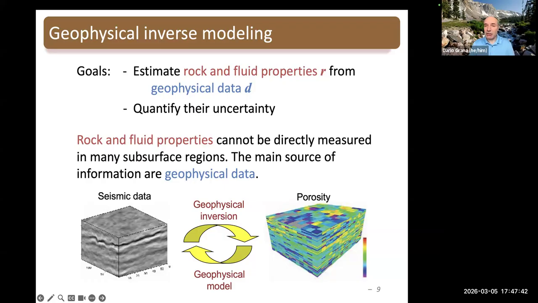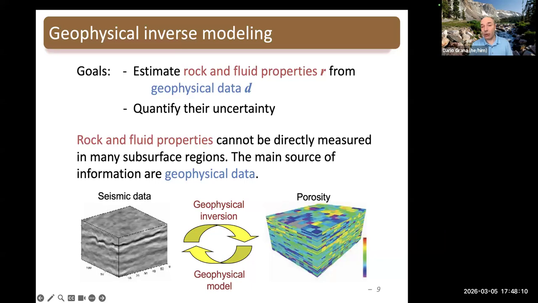So we build this kind of inverse problem. Assume that the variable of interest, for example, is porosity. Well, if we knew the porosity in the subsurface, we could compute the theoretical seismic response that we would measure if we were doing, for example, a seismic acquisition. Now, we don't know the porosity. What we know is the seismic data. So now we have to estimate the porosity from the seismic data.